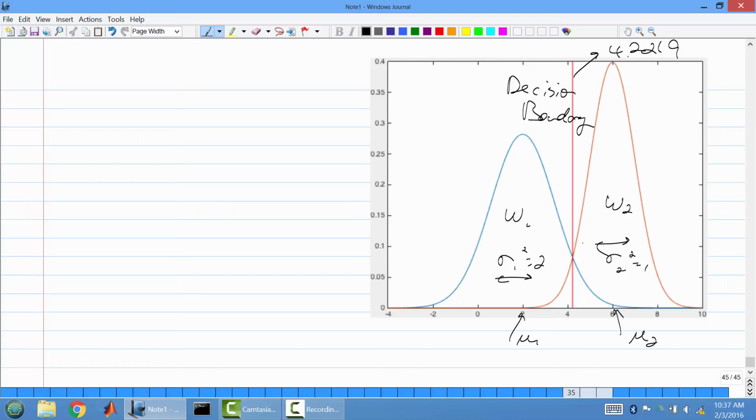Okay, that makes sense. So anything less than 4.2219, you would classify as class 1. Anything else would be bigger and would be classified as class 2. So I just drew what the Gaussian distribution looks like, and this is what would happen if you were to have this situation. Okay, that's pretty cool.